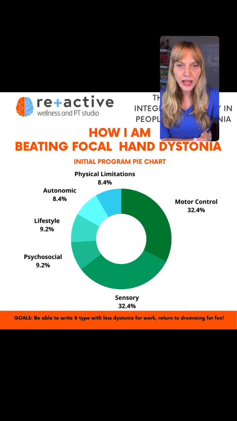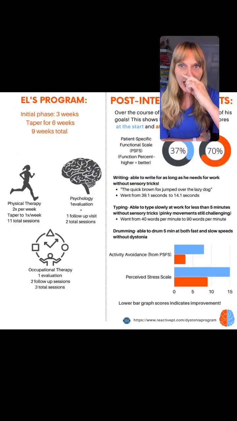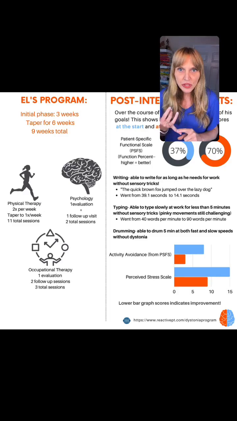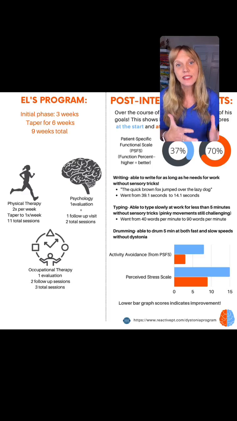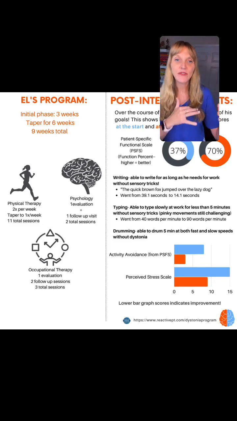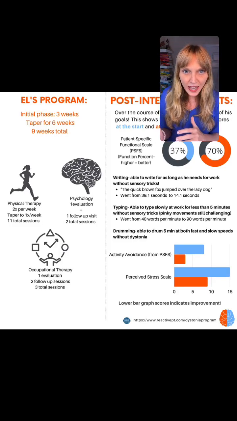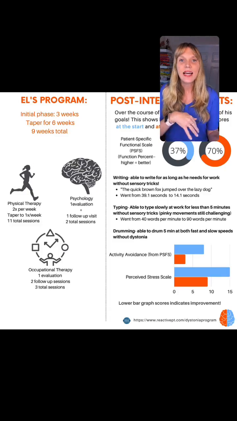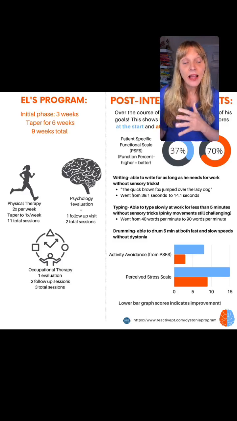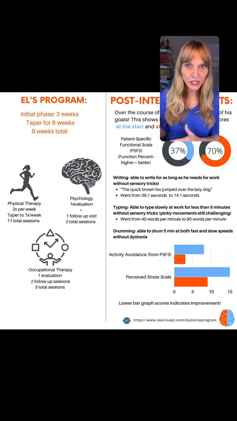This is a person who had focal hand dystonia affecting typing and writing and things like that. And this person did one of our programs. They had physical therapy, they had psychology, they had occupational therapy, and then you can see where functionally they improved. Not just in their everyday activities, but also not avoiding activities, lowering their stress, getting back to life and work where they were using their hands. This is what is possible in dystonia.